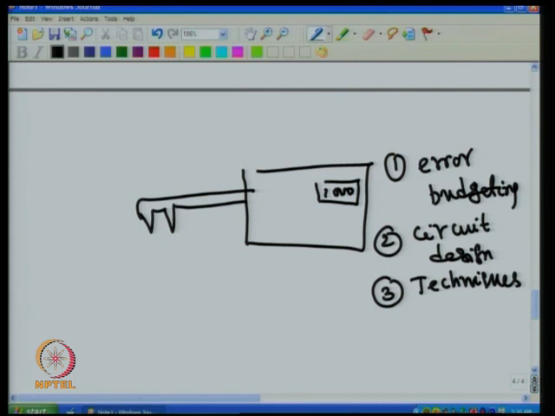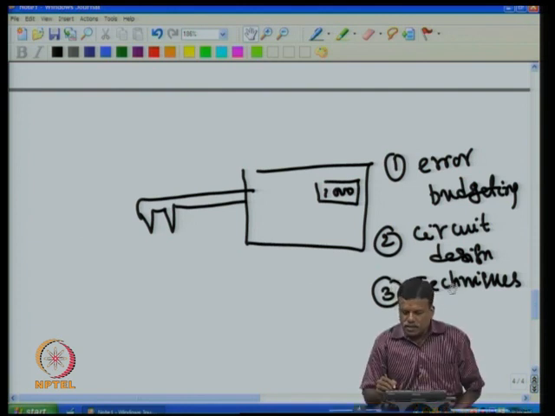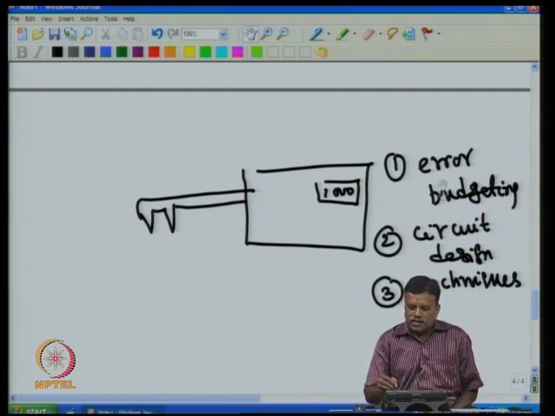That means if I have to be a good analog circuit designer, then I should know about error budgeting. I should have the circuit design skill. Then I should be aware of various techniques involved in putting the circuit together. So in this course we will try to learn these three aspects: how to acquire circuit design skill, how to make error budgeting, and what are the various techniques involved. These three will put together the basis for this course.